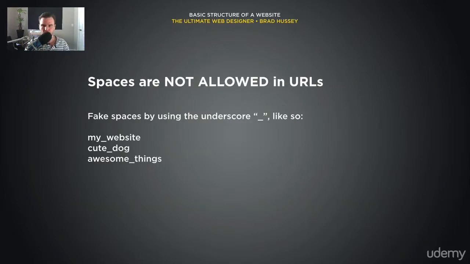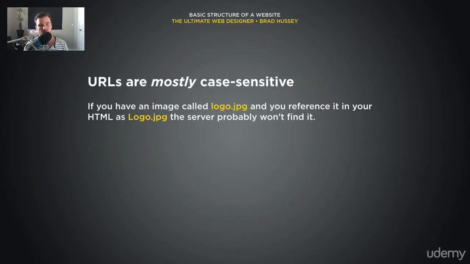Spaces are certainly not allowed in URLs. You can fake spaces by using the underscore, like so: my_website, cute_dog, awesome_things. URLs are mostly case sensitive, which means if you have an image called logo.jpg, all lowercase, and you reference it in your address bar or HTML as logo with a capital L, the server probably won't find it.